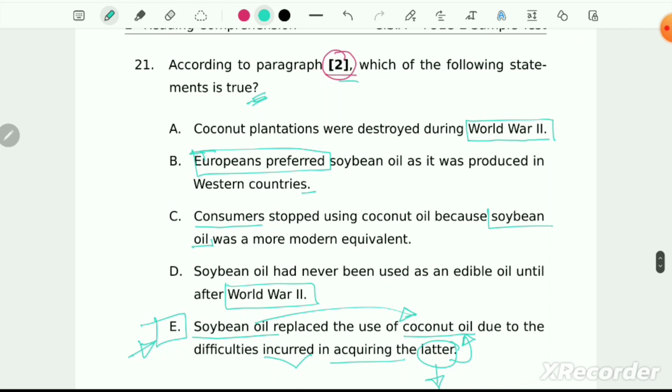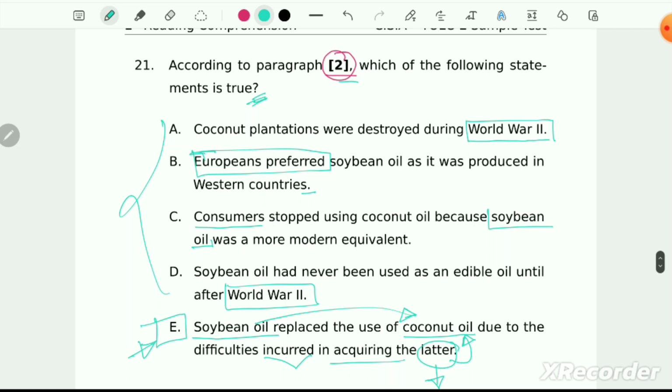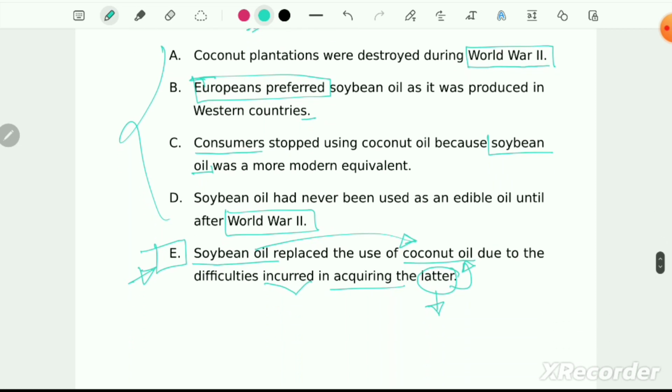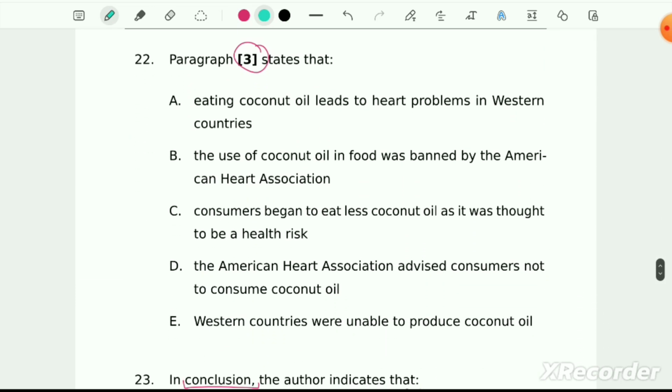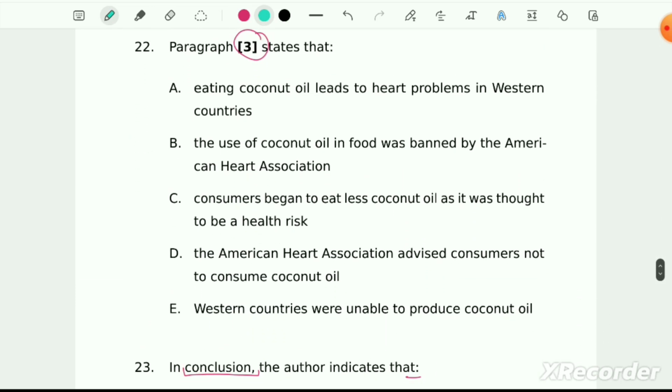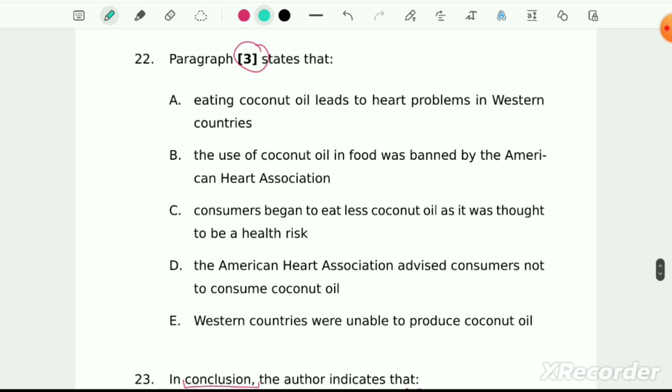But I'm taking too much time for this tutorial, so if you have time to read all the paragraphs, then you can cancel out this. Okay, but personally I believe the answer is E. Let's move on to our next question. Paragraph 3 states that, so in this case we have to study paragraph 3 and then we can find out.